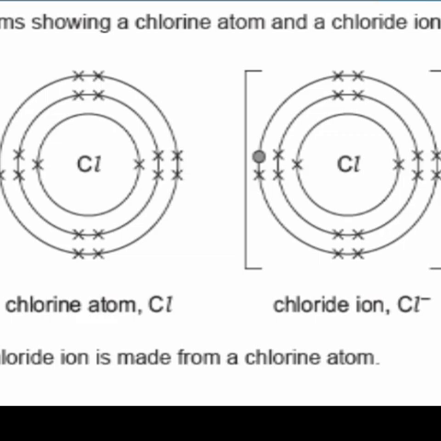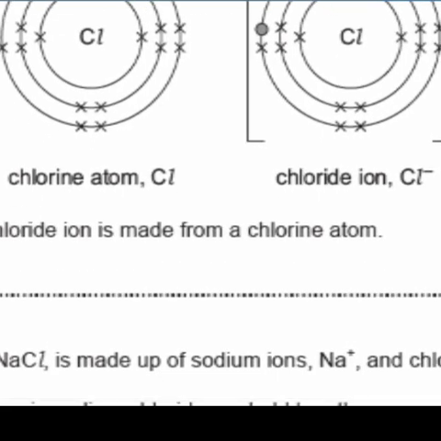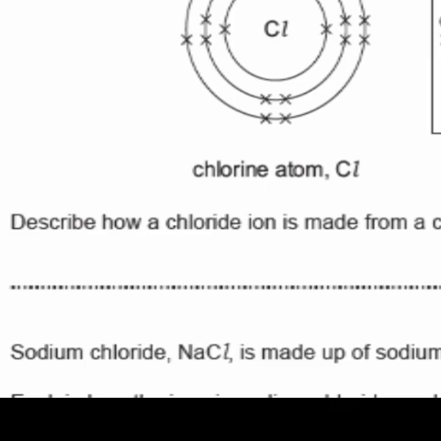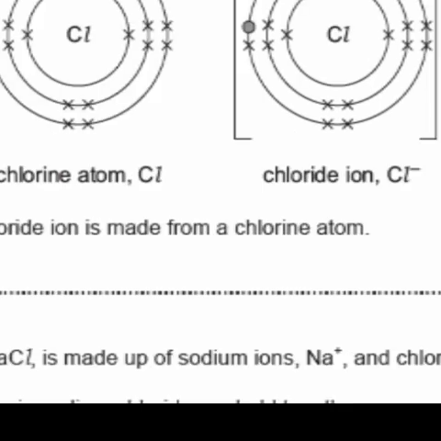The third shell contains 8 electrons. This additional electron is represented with a dot on the third shell. So it means that a chloride ion is formed when a chlorine atom gains an electron. We're asked to describe how a chloride ion is made from a chlorine atom. So a chloride ion is made from a chlorine atom when it gains an electron.